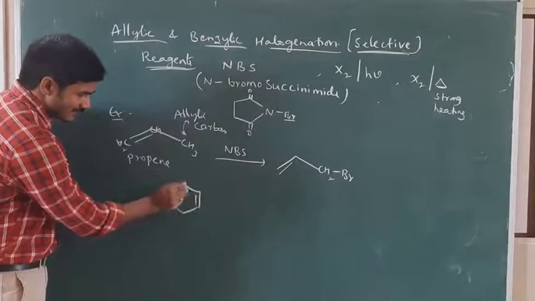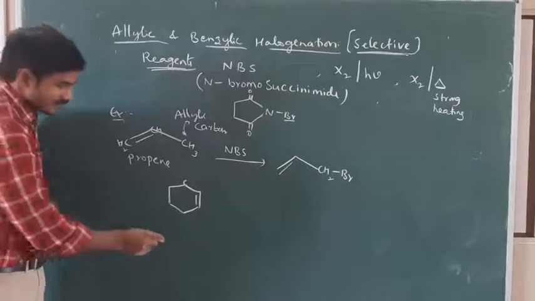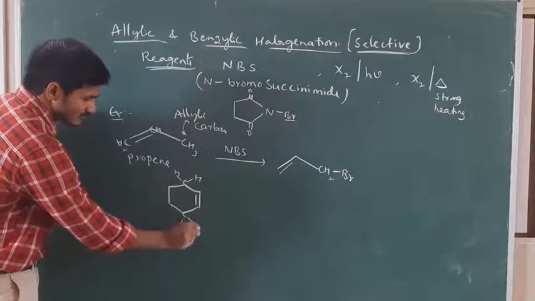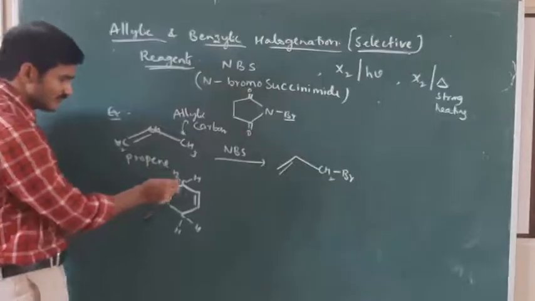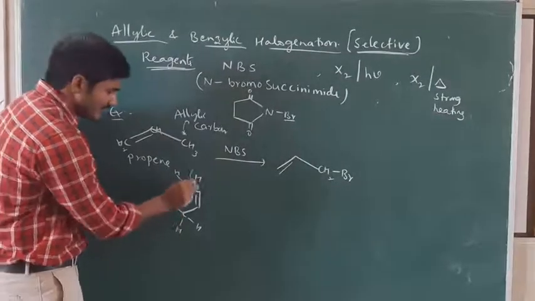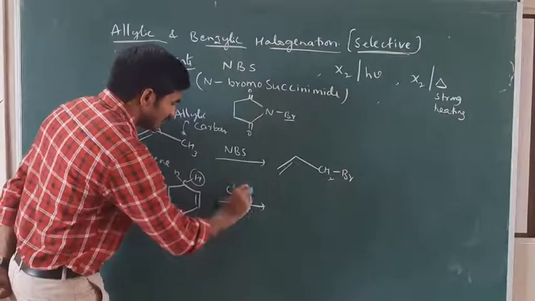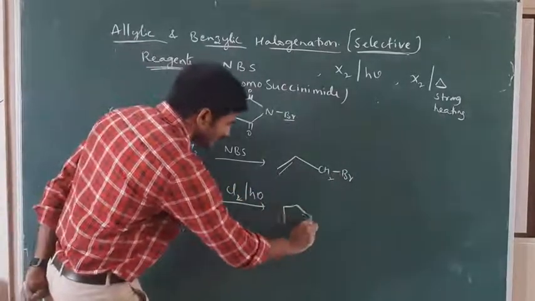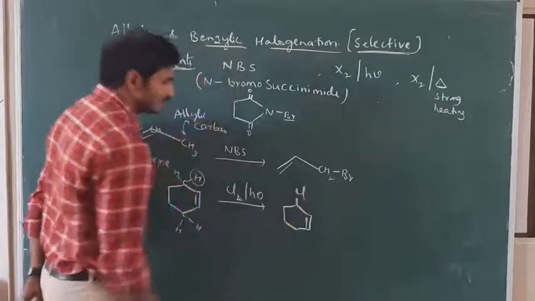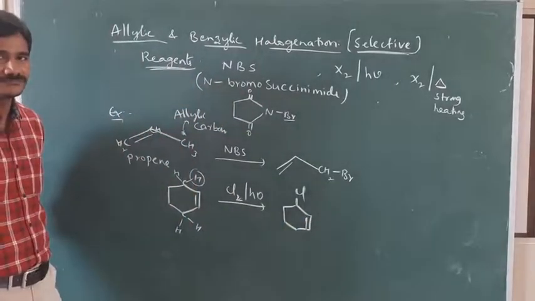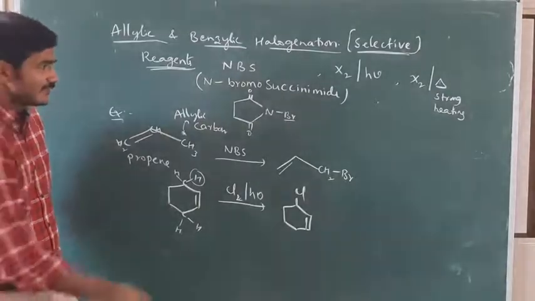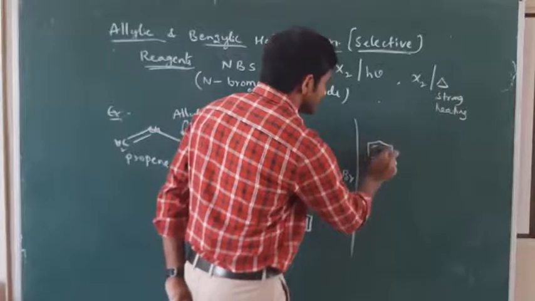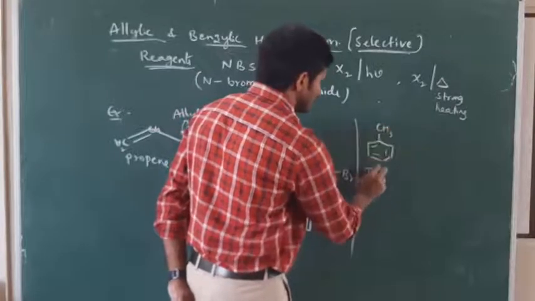The carbon adjacent to the double bond is allylic. This is allylic. We have two hydrogens here, here also we have two hydrogens. Any one hydrogen we can take, both are identical. If I take Cl2 with heat, you can replace this hydrogen with one chlorine. So the product is the chloro substituted compound. Understood? Next, if I take, what is the name of this? Toluene.